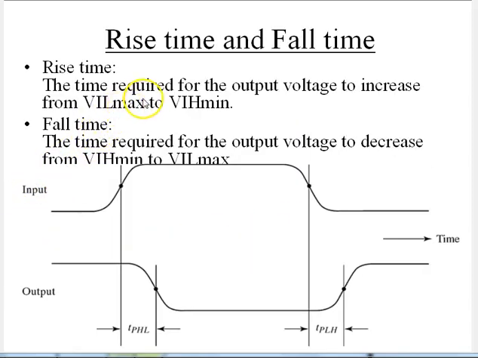Again, rise time is the time required for the output voltage to increase from our input low maximum to our input high minimum. Fall time is the time required for the output voltage to decrease from input high minimum to input low maximum. Remember, these specifications are different for the different technologies, TTL or CMOS, but the input is considered low at its maximum input, and it's considered high at its minimum input. That's if it's going from low to high, and the reverse is going from high to low.